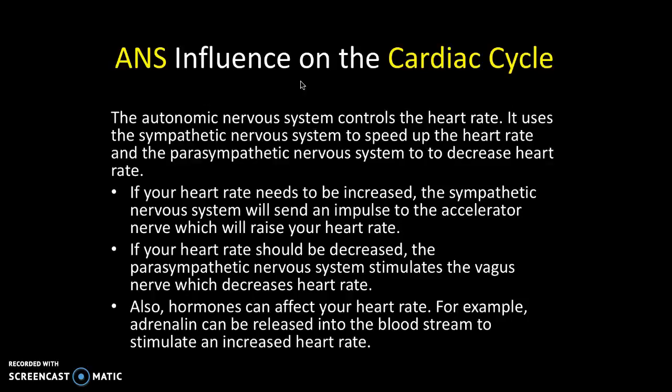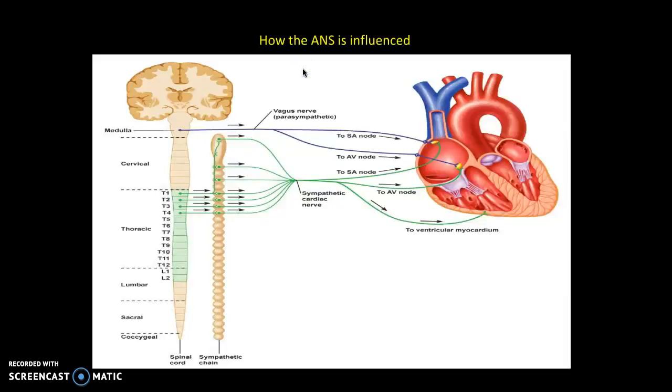There are also ways that hormones can affect the cardiac cycle. For example, adrenaline can be released into the bloodstream as a reaction to needing an increased heart rate, which stimulates an increase in heart rate. So the ANS is actually influenced by this.